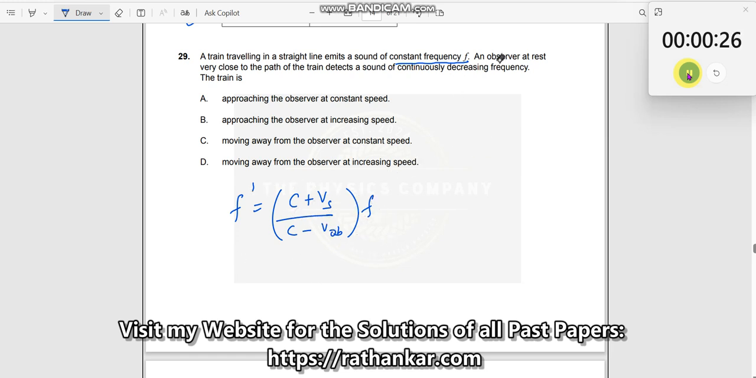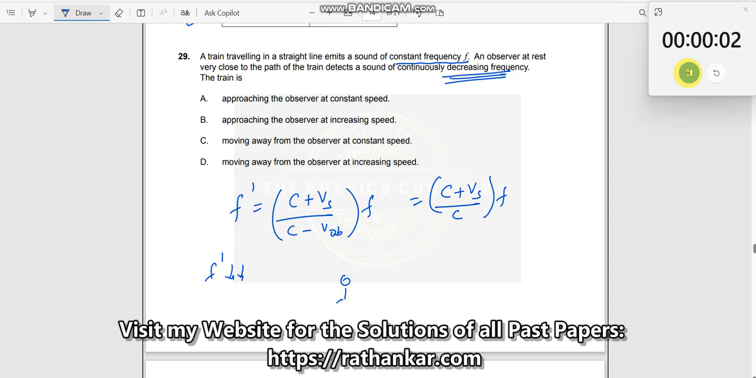Okay. An observer at rest. What do you mean by observer at rest? That means this V observer is at rest. We put V observer equal to 0. So now this will become (C plus Vs) divided by C, multiplied by F. Okay. Very close to the path of the train detects a sound of continuously decreasing frequency, which means what? The frequency that he hears here is seen to be decreasing.